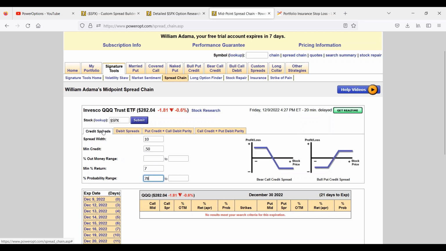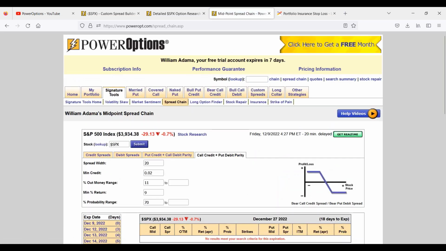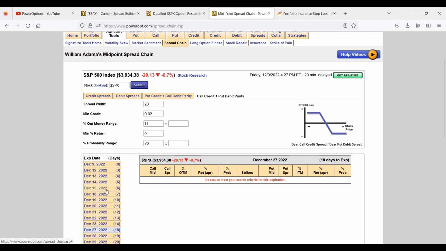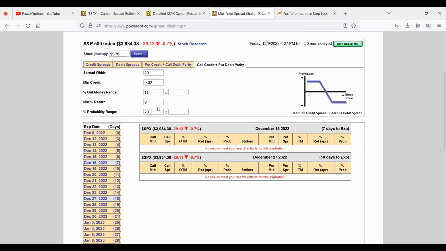Now, you can look at credit spreads side by side, the bull put credit and the bear call. You can look at debit spreads side by side. Put credit and call debit parity, or bearish, bear call credit and bear put debit parity. Let me submit that. Go to here, and let's select our expiration date we want of December 16th. There we go. That's odd. Nothing matches my criteria. Oh, I didn't want 11% out of the money. That's why that rewrote everything for me. I'm sorry, folks. Is it 15? I'm sure. And yeah, nope, 78. Sorry about that. All right, let's get that.